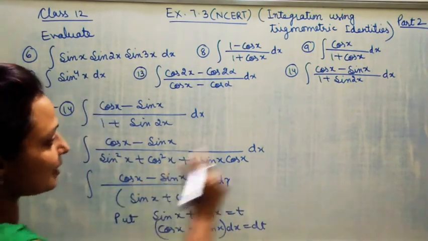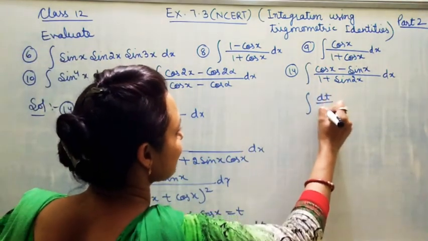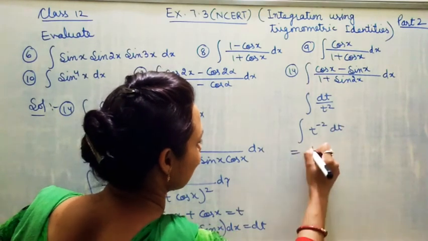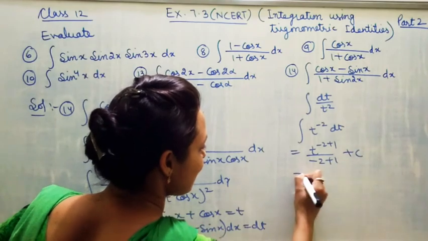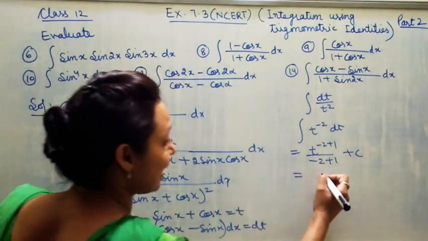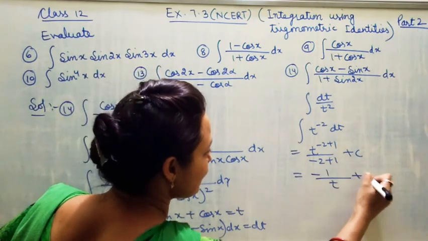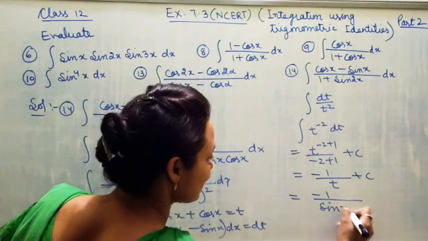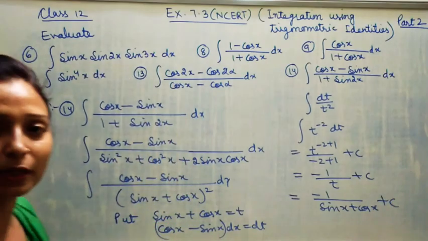Now I will change this: it is dt upon t square. The integration is t to the power minus 2 dt. So I will apply minus 2 plus 1, over minus 2 plus 1, plus constant. Now I will write the value of t. What is the value of t? This is negative 1 upon t plus constant. At last I will put the value, that is, negative 1 upon sin x plus cos x, plus constant. So these are very simple questions.